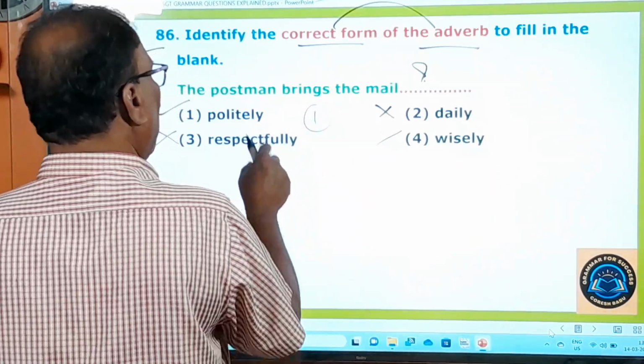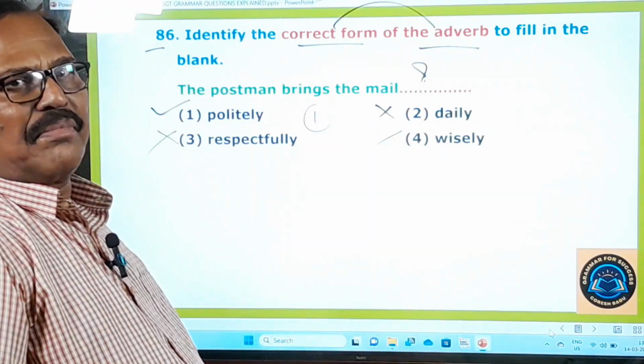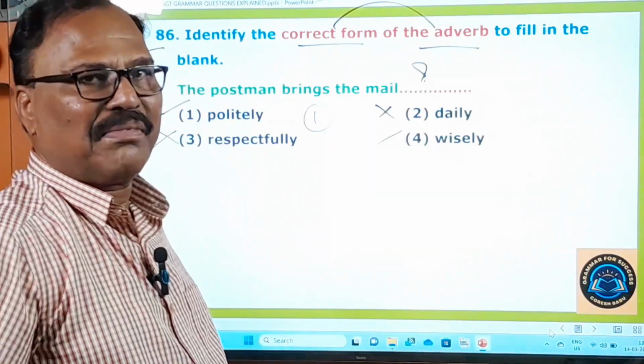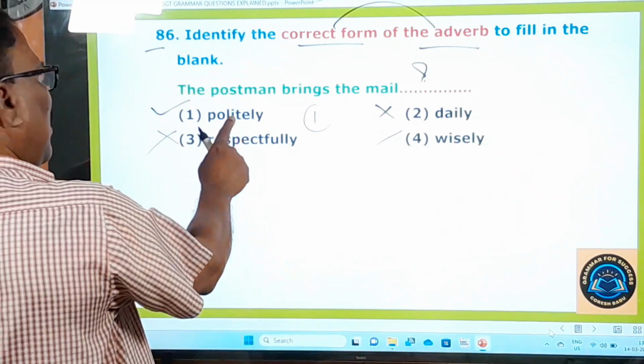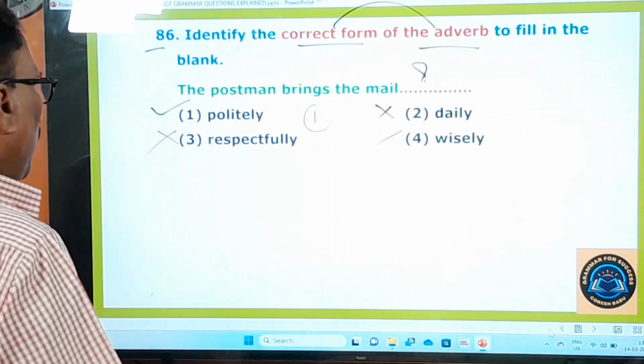Only the first one is the right one. The postman brings the mail very politely, very courteously. So this word is the most fitting adverb in this blank, right? And now let's move on to the next question.